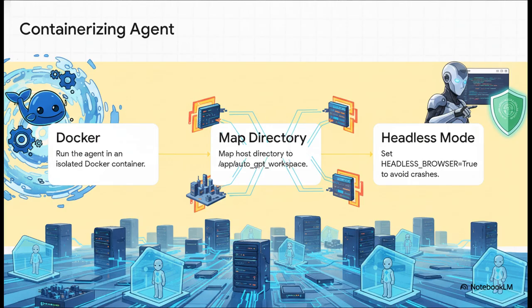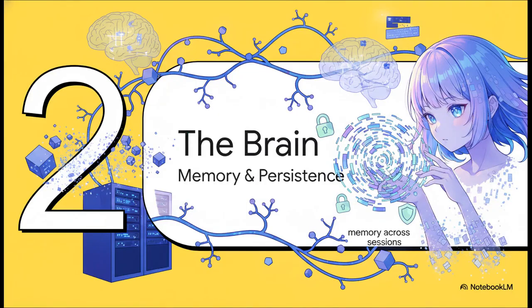You've got to map your Docker volumes from the host straight into the app/AutoGPT workspace directory to persist the files it generates. And here is a massive operational detail. You have to set headless browser equals true in your environment variables. No exceptions. If you try running a browser in non-headless mode inside these containers, it's going to instantly crash on you.